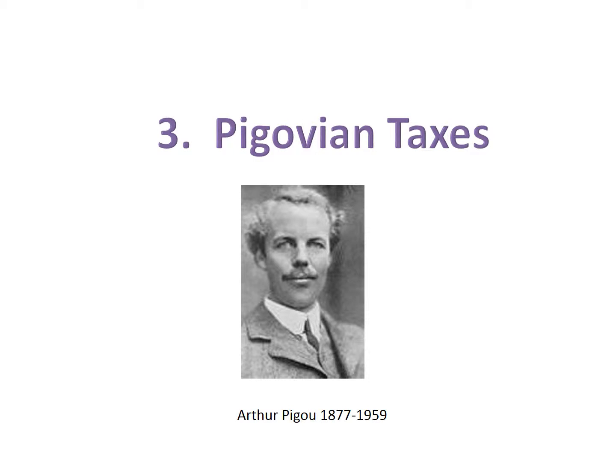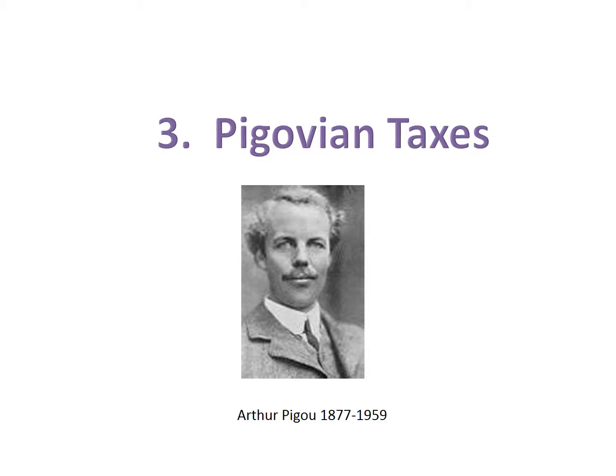A Pigouvian tax is a tax on pollution, and it was thought up by an economist, Arthur Pigou. So here's a simple model of how it works. Let's say every time I make a widget, I create $2 worth of pollution harm. And it's a negative externality.